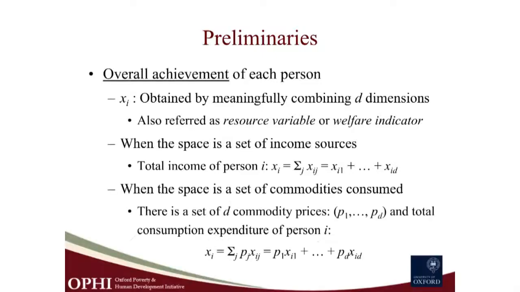When the space is a set of commodities consumed, then it is assumed that there is a set of market prices for each of these commodities, and in this case the total consumption expenditure of a particular person is computed by taking price times the commodity quantity, and this gives you the total expenditure. So this is simply the consumption expenditure approach, and the other is the income approach, and both approaches are used in income poverty analysis.